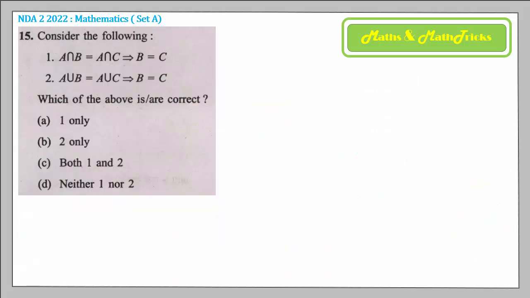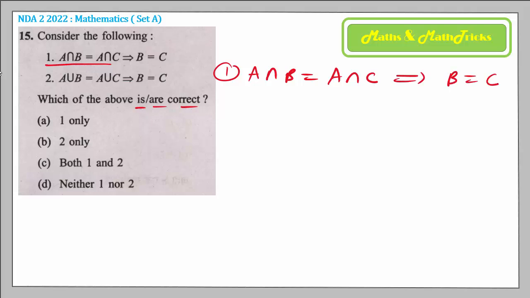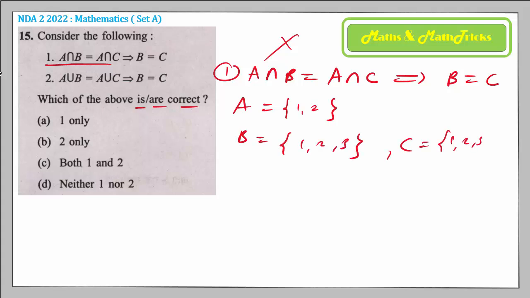Alright, coming on to the next question, number 15. You are given two statements to verify again which of the above is or are correct. What does the first statement say? If you have A intersection B is equal to A intersection C, does it imply that B is equal to C? No. Let us take some example. Say A is 1 2, B is 1 2 3, and C, randomly I am taking, 1 2 3 4.